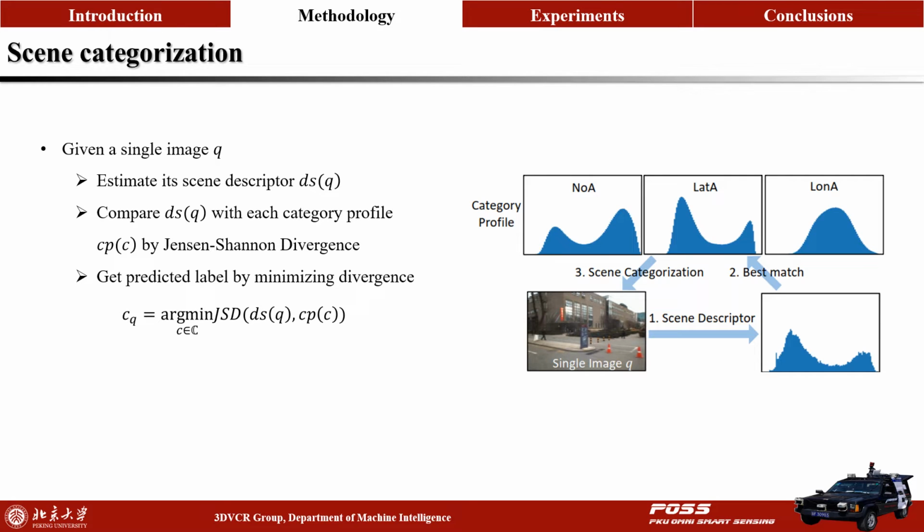For the scene categorization, given a single image Q, we first estimate its scene descriptor DSQ, and then compare DSQ with each category profile CPC by JS divergence. Then we can predict the label by minimizing the divergence, as shown in this figure.